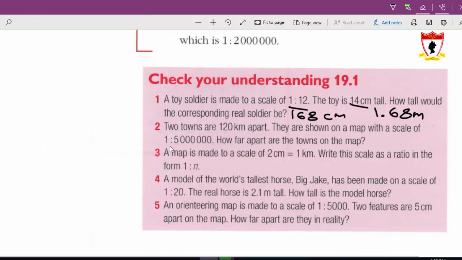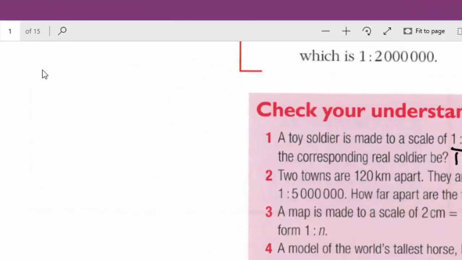It means 1 centimeter on the map is 50 kilometers. The scale, now it's understandable. 1 centimeter on the map represents 50 kilometers in real life. This ratio is easier to understand. Now the two towns are 120 kilometers away from each other. How many 50s are in 120 kilometers?